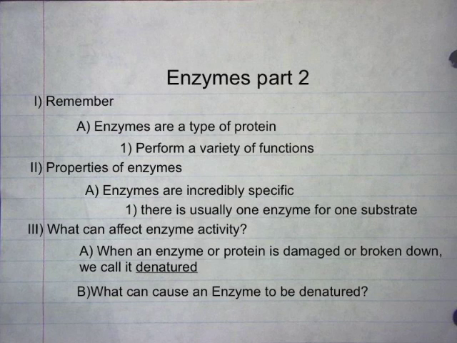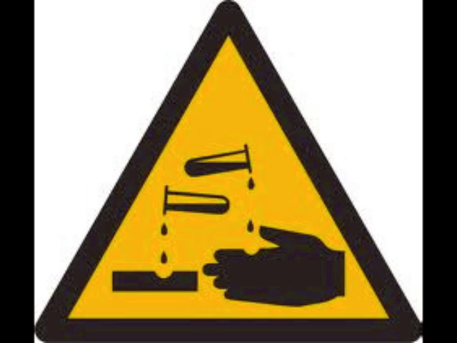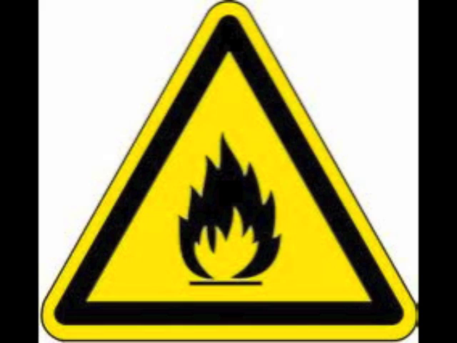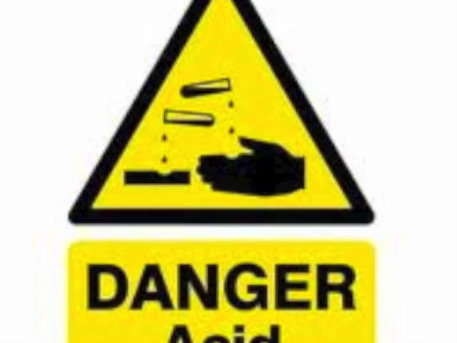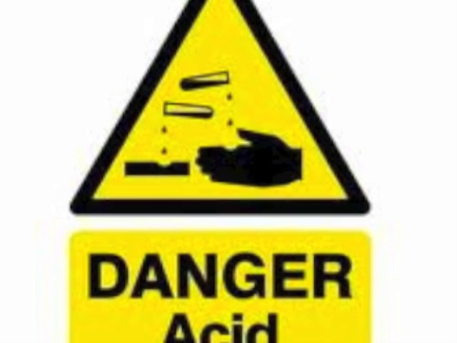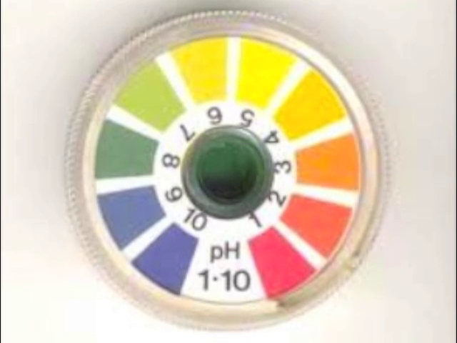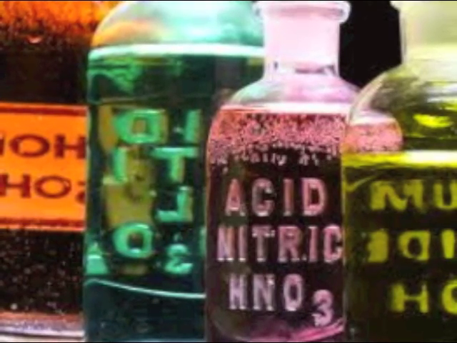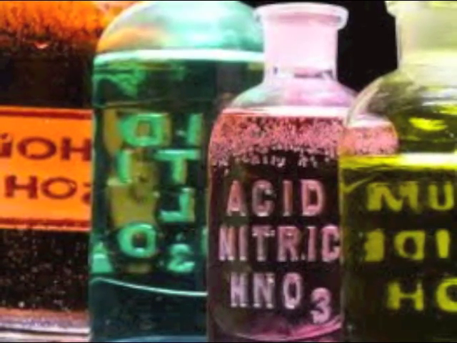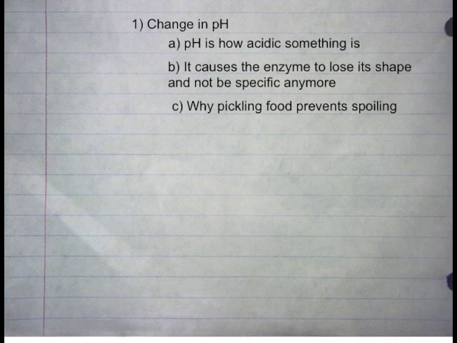What can cause an enzyme to be denatured? The two we'll look at today are acid or pH, as well as heat. Change in pH: pH is how acidic something is. Acids are corrosive and can cause proteins to unfold. The more acidic something is, the more quickly it will break down proteins. This is why whenever you get acid on your hands, you begin to feel a slight burning sensation. It causes the enzyme to lose its shape and not be specific anymore.